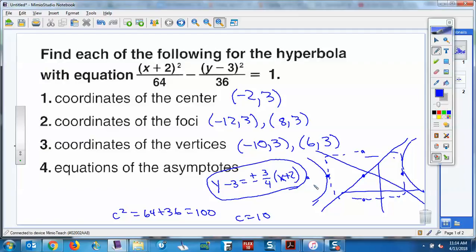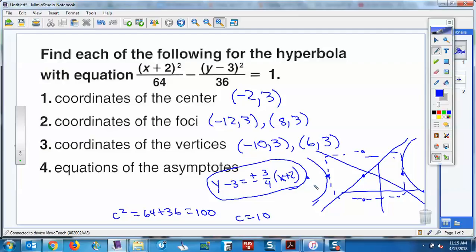All right, so let's review hyperbola here just a little bit. So what's important about that? Once you get standard form, what's important about that equation? What are some of the important characteristics in that equation?